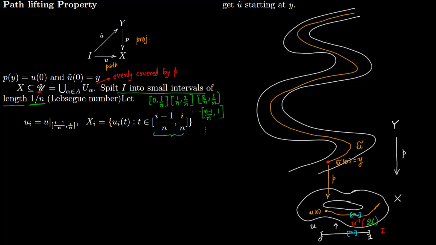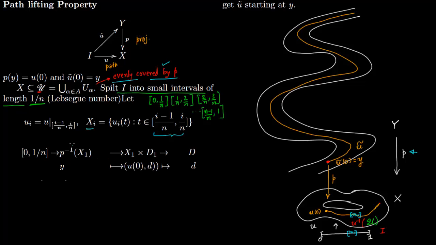Now all these Xi's are evenly covered by P. Why is that? Because the cover itself is evenly covered by P, and these are just part of this cover. So these Xi are evenly covered by P. Once you say these Xi are evenly covered by P, then you immediately get this map.